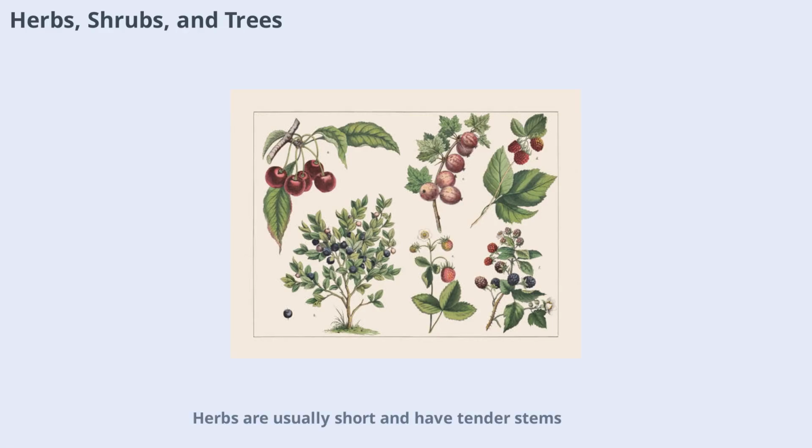Herbs are usually short and have tender stems, shrubs have hard stems and branches near the base, and trees are tall with thick stems and branches high above the ground. By observing these features, you can classify plants around you. Remember to handle plants gently and avoid harming them during your observations.